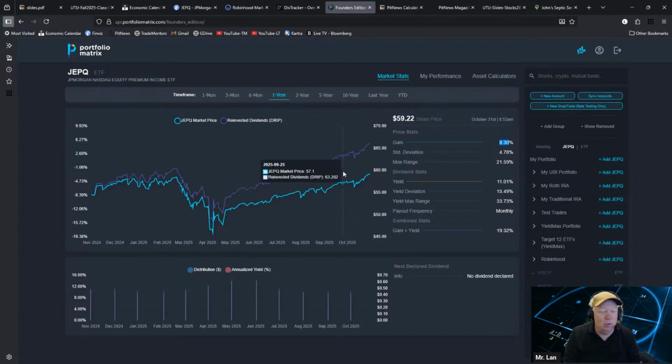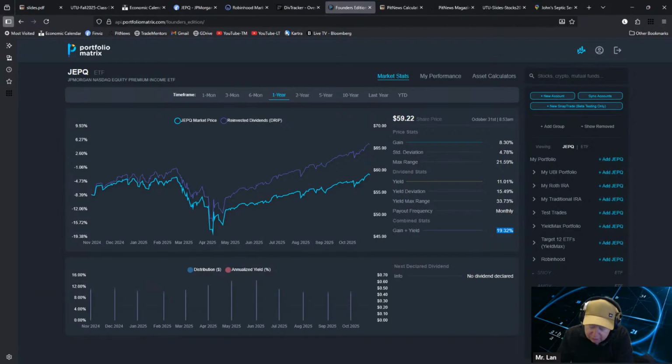Hey, it wasn't as good as SCHG. SCHG was a really big gain, right? But SCHG didn't give us, well, we're going to go look. The yield was low on SCHG. But this gives us a yield of 11%. If you add the gain plus the yield, you're going to get a 19% return on JEPQ. That's pretty good. Let's write that down.